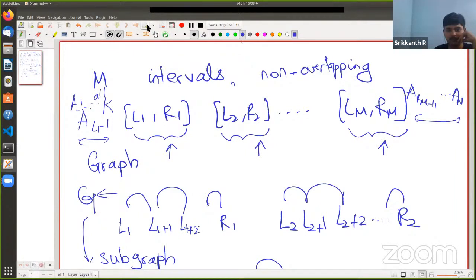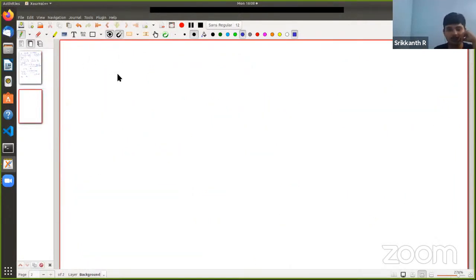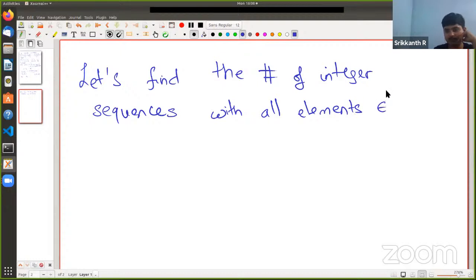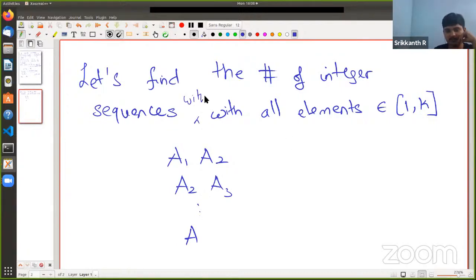So essentially, let's find the number of integer sequences with all elements in the range 1 to k, and satisfying this property, that A1 A2, A2 A3, and so on, with size s, let's say. All these products should be perfect squares.